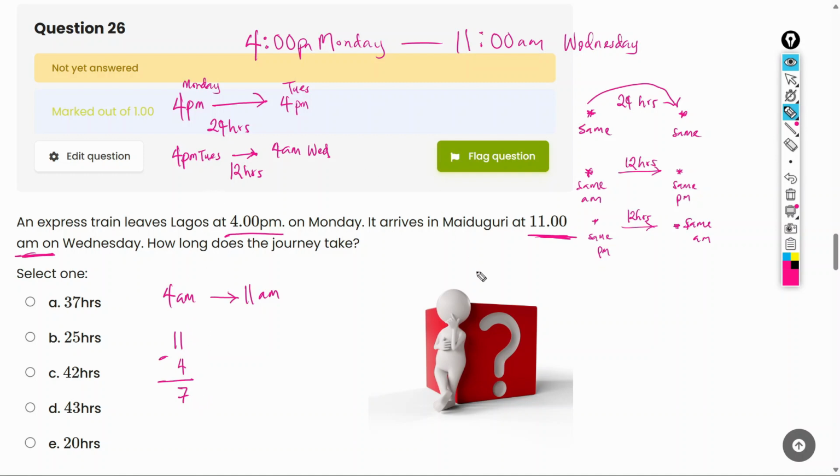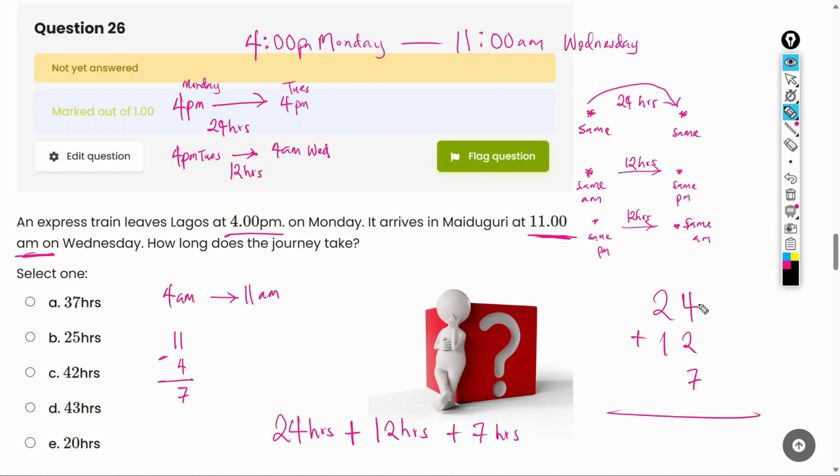So it means that we have spent a total of 24 hours plus 12 hours plus 7 hours. Let's add all of them together. 24 plus 12 plus 7. 4 plus 2 is 6. 6 plus 7 is 13. 3 carry 1. 1 plus 2 plus 1 is 4. So we have spent a total of 43 hours.